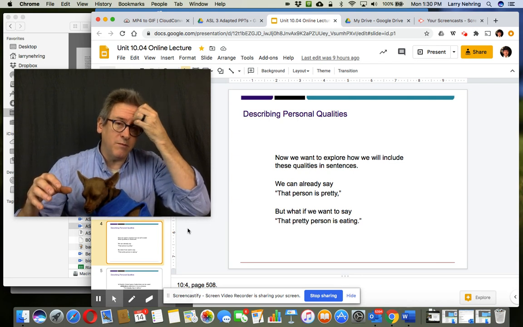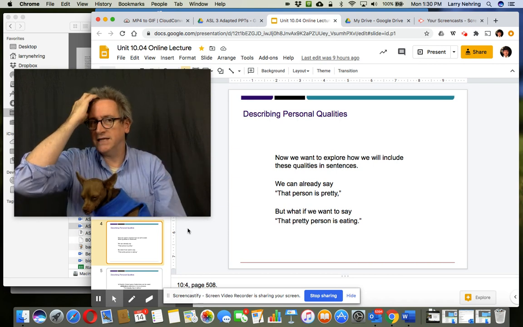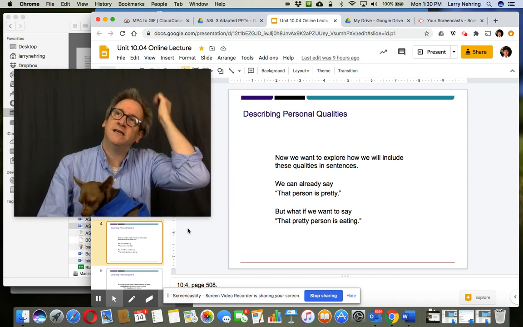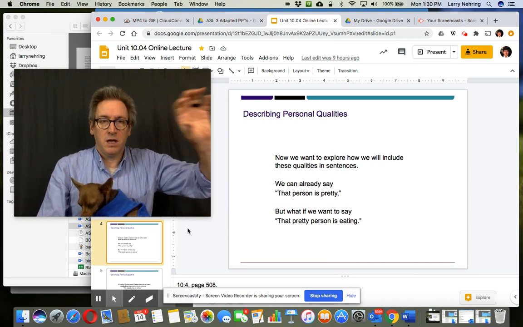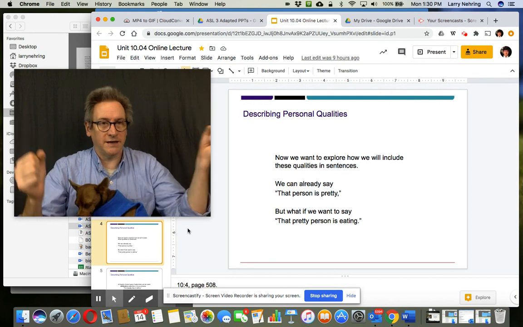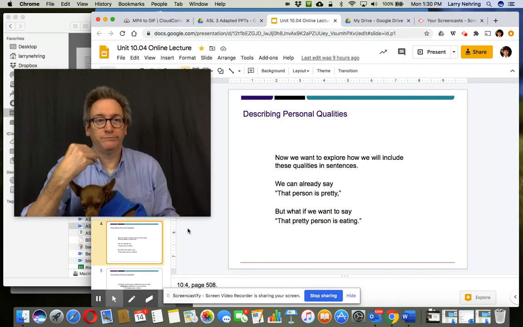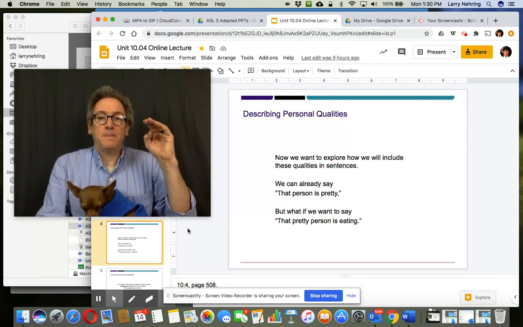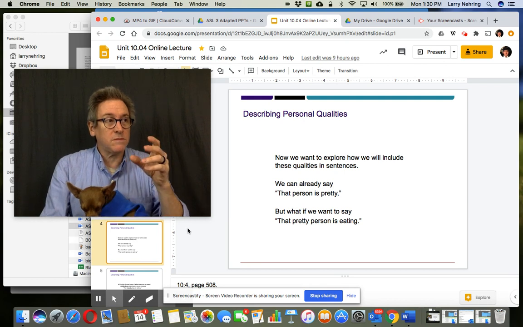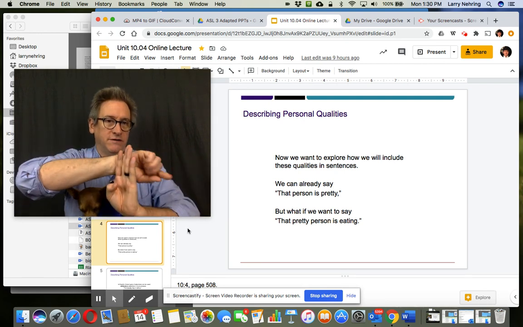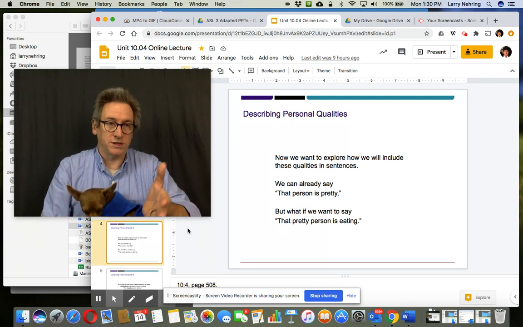And one of the interesting things about the difference between English and ASL is that in English, we say that person is pretty, right? And we know how to sign that. But what if we want to say the pretty person is doing something? In English, we just add the adjective to that noun, as I said, the pretty person.